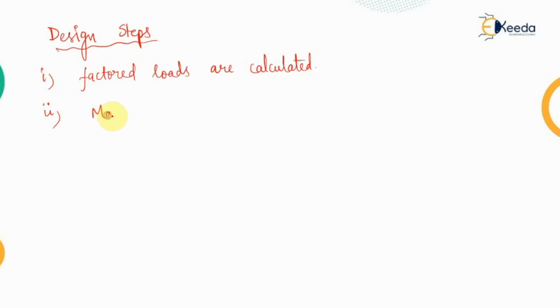After that we will be calculating the maximum bending moment and shear force for the type of beam which is given to us. If that is a simply supported beam which is subjected to UDL, then obviously the maximum bending moment is obtained at the center, and that value is given by WL square by 8. Similarly, for the cantilever or any other type of beam, we will be calculating the maximum bending moment and the shear force.